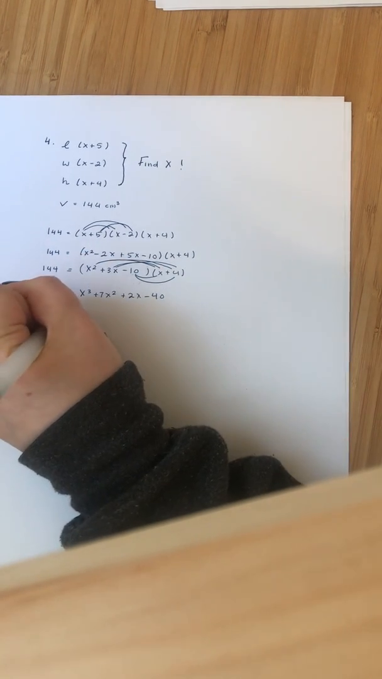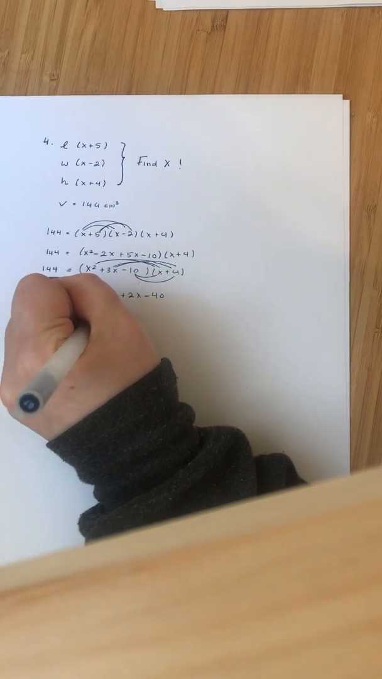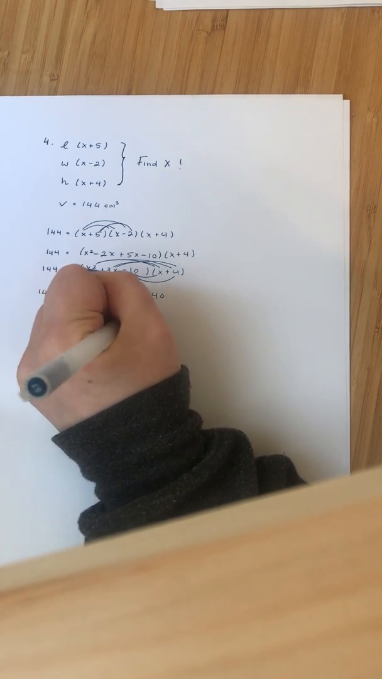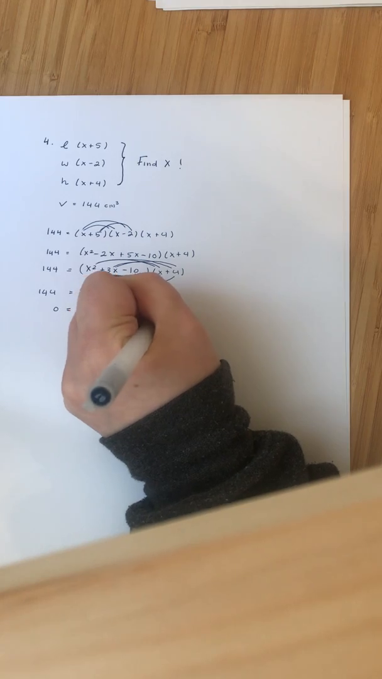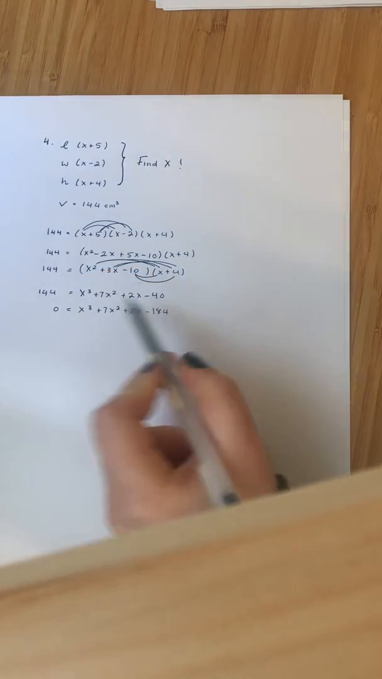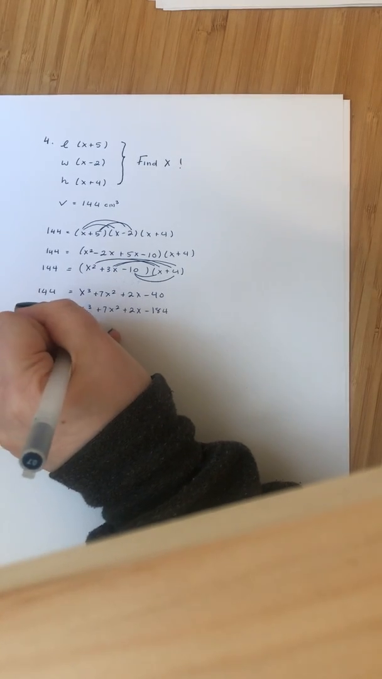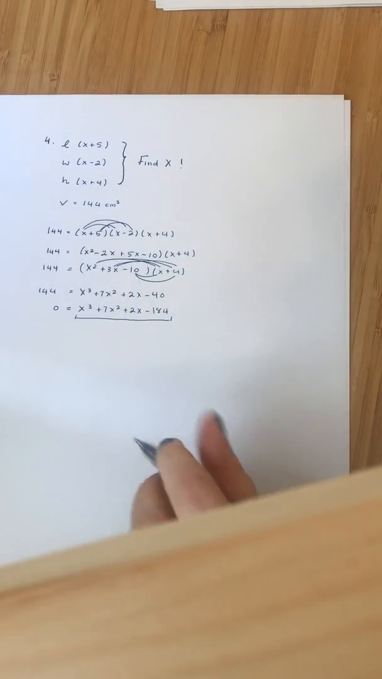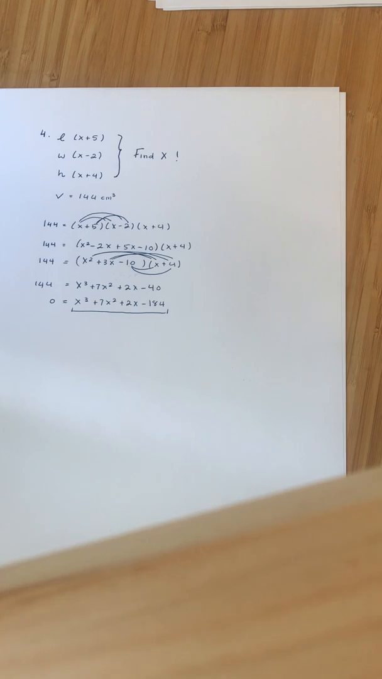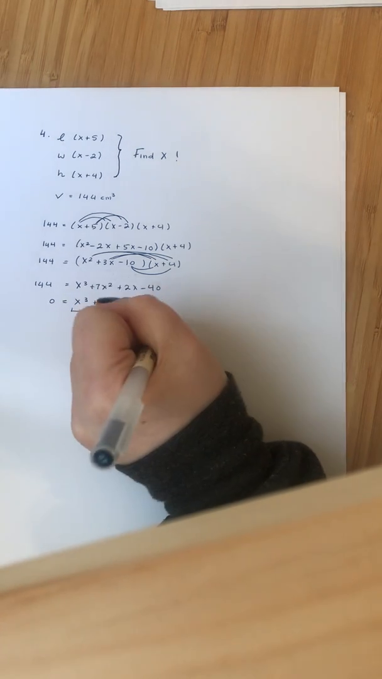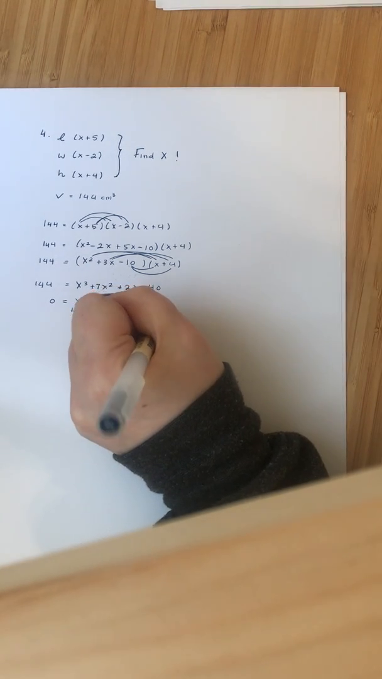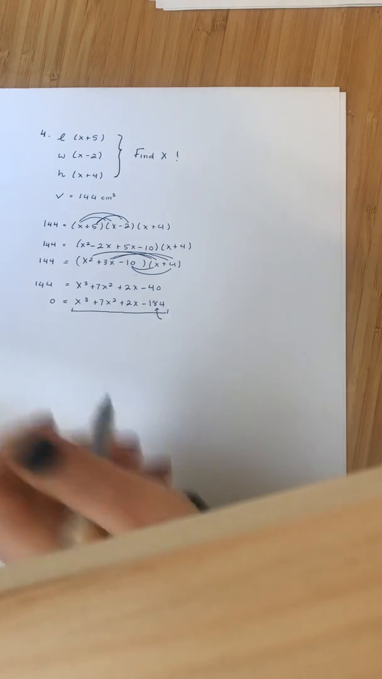So I get everything to one side, and I get x cubed plus 7x squared plus 2x minus 184. So that's just negative 40 minus 144. Now I have an equation all to one side equal to 0, nicely. Now let's try and factor it. So to factor it, I'm going to use the integral zero theorem. I'm going to look over here.